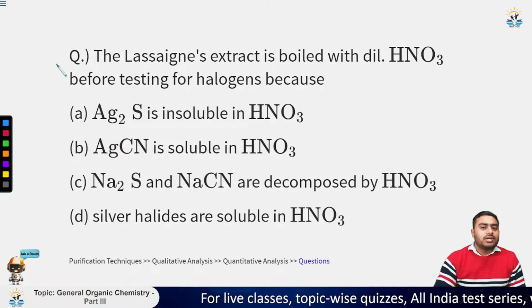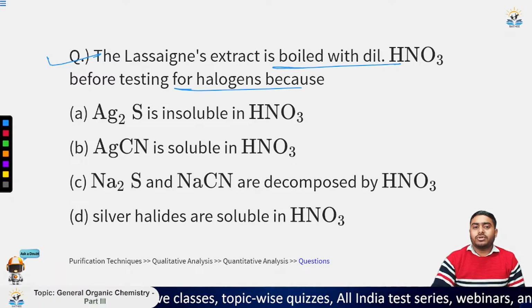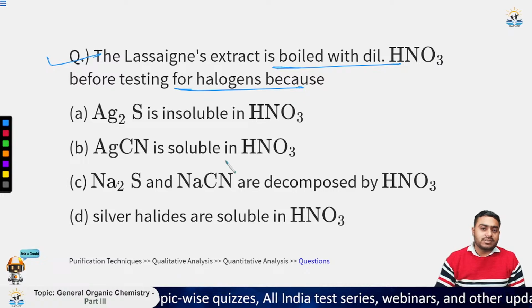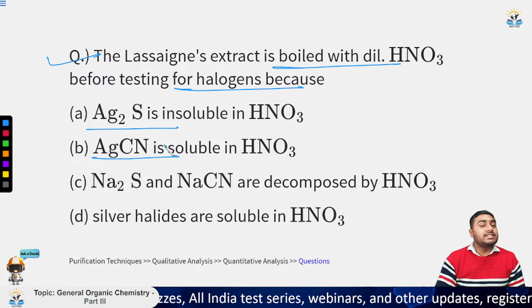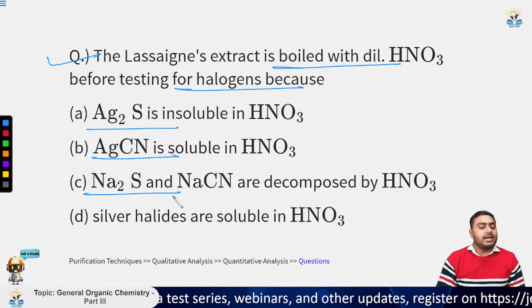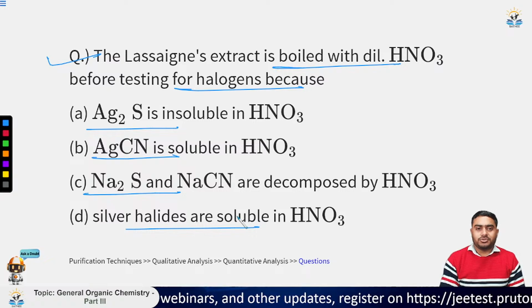Next, the Lassaigne extract is boiled with dilute HNO3 before testing for halogens, because why? What will be the reason behind this? Ag2S, silver sulfide, is insoluble in HNO3. AgCN is soluble in HNO3. Na2S and NaCN are decomposed by HNO3, and silver halides are insoluble in HNO3.